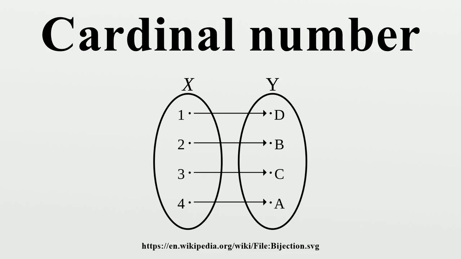Subtraction. Assuming the axiom of choice and given an infinite cardinal sigma and a cardinal mu, there exists a cardinal kappa such that mu plus kappa equals sigma if and only if mu is less than or equal to sigma. It will be unique if and only if mu is less than sigma.